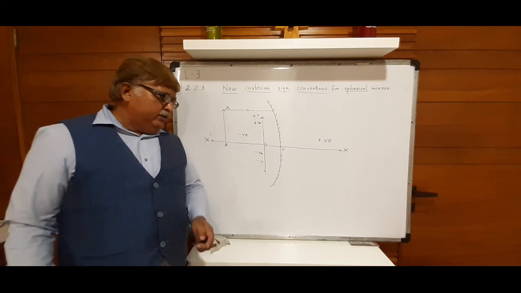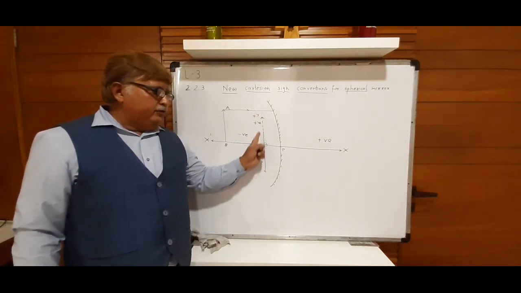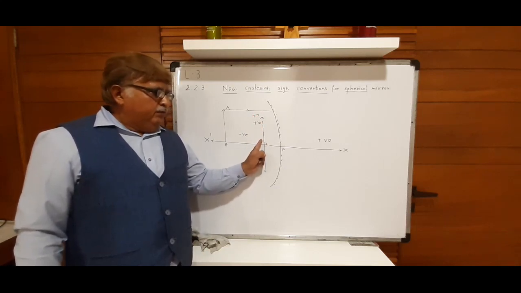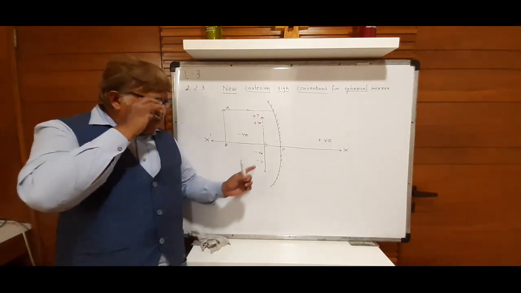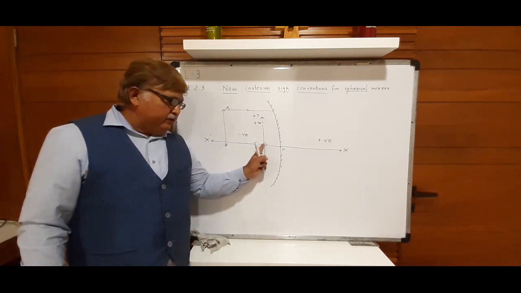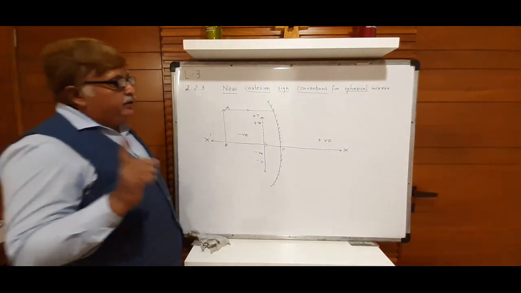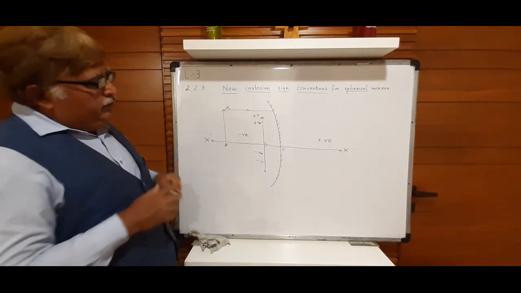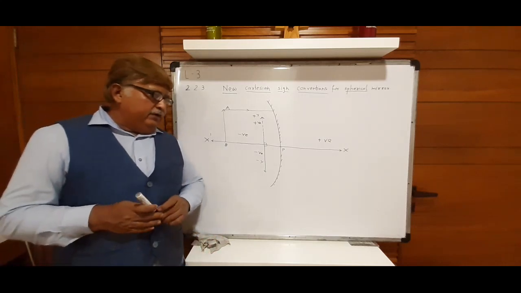Should I speak again? Rule number 4 and 5. Rule number 4, all distance measured perpendicular to principal axis vertically upward, means in positive y direction, are taken as positive. All distances measured perpendicular to principal axis vertically downward, means in negative y direction, are taken as negative. Okay, all these rules you need to keep in your mind. Understand? 5 rules we have discussed.